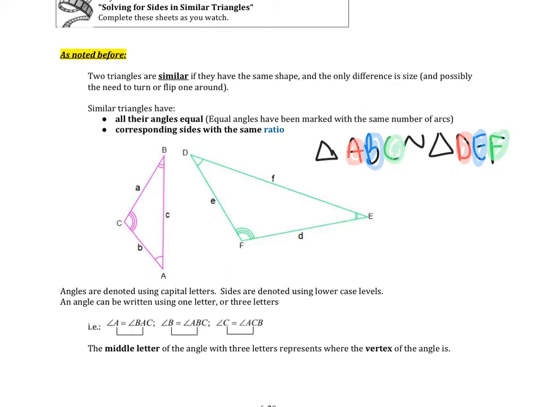So it gives me all of the information about the equal angles, and it also gives me information about the corresponding sides. So AB matches with DE. BC matches with EF. And then the outsides, AC matches with DF. Okay, so your similarity statement gives you so much information.